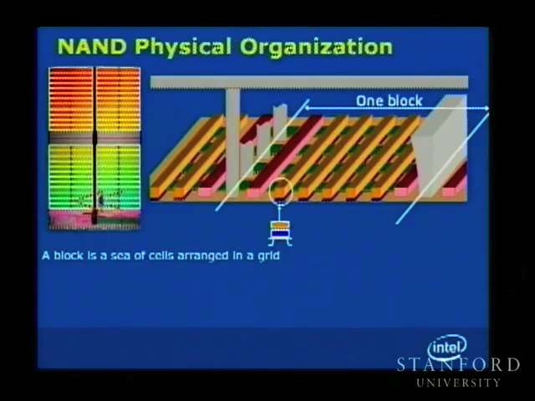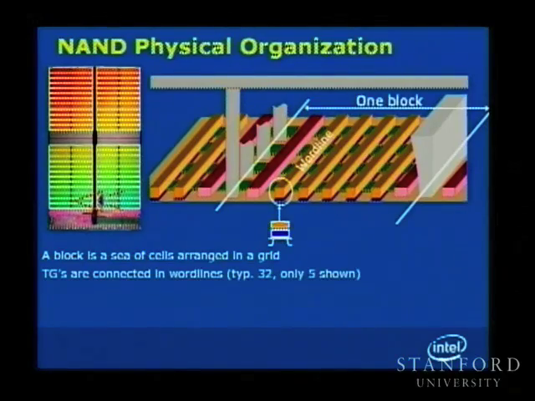Let's go a little bit into how NAND flash is organized. On the left side is a die photograph of what a die looks like, and then building out is what the array organization looks like. Basically, a memory block is the unit by which we issue an erase command, so how many devices, memory cells, can get erased at one time. It's a sea of cells arranged in a grid, with word lines and bit lines. The top gate of the memory cell, and I'll go through what the cell architecture looks like on the next page, is connected to the word lines. There are typically 32 cells in a string. I'm only showing five for cartoon purposes.